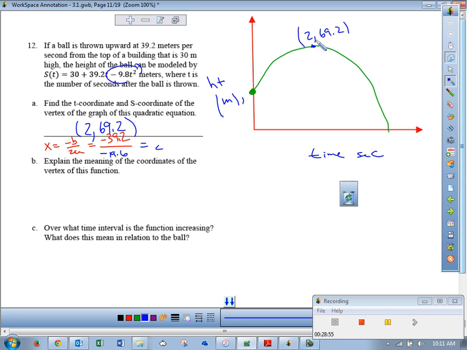What does 69.2 mean? At 2 seconds, the ball is 69.2 meters high, and there's something else that's special about that. After 2 seconds, the ball is 69.2 meters high, which is its maximum height. Right? That's the maximum height of the ball. So that's what we'll say after 2 seconds.